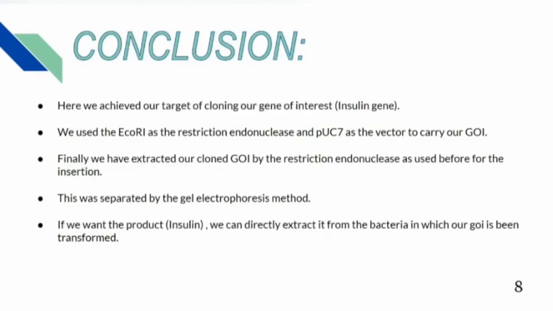So finally, we are here at the conclusion part of our presentation. We have finally cloned our gene of interest, that is the insulin producing gene, by using EcoRI as the restriction enzyme and pUC7 as the vector. Throughout this presentation, we have learned many recombination processes, starting from selecting vector, restriction enzyme, how to ligate, how to make sticky ends, etc. After our gene of interest gets replicated along with our bacteria's plasmid, it's time to separate our gene of interest from the plasmid. We have to separate it by using electrophoresis.